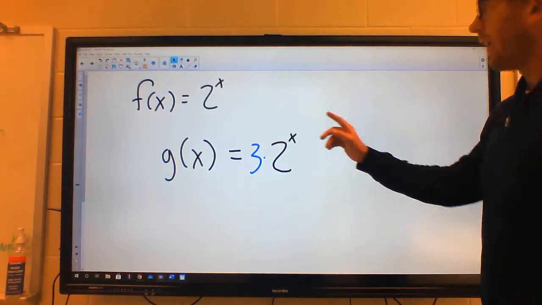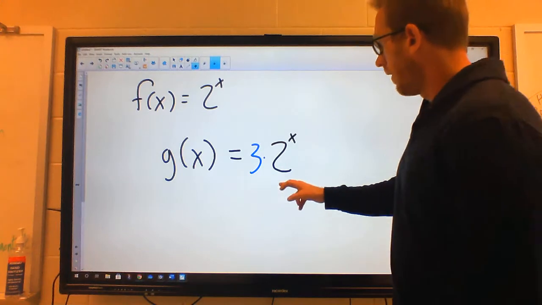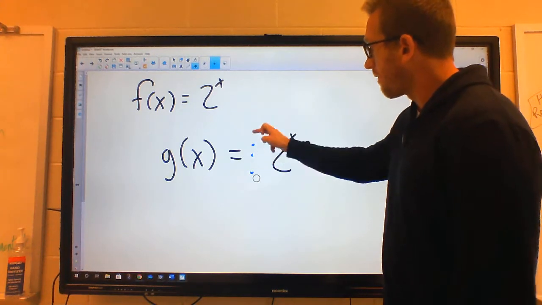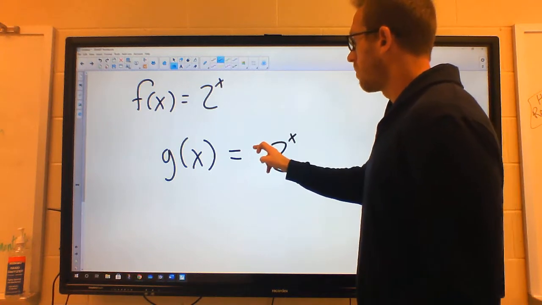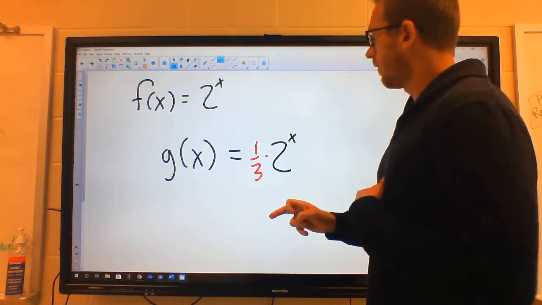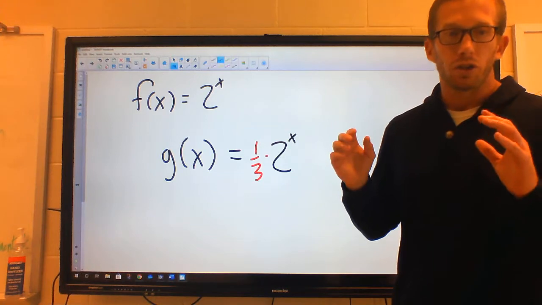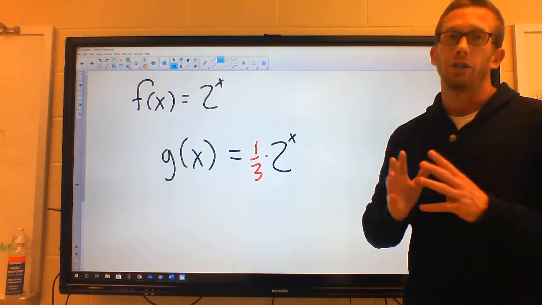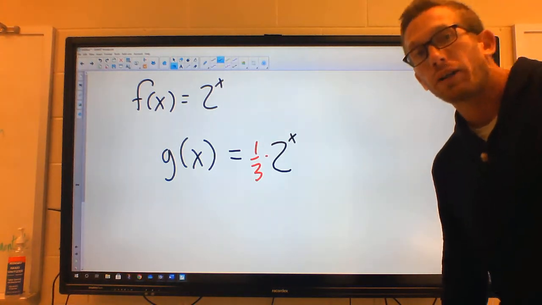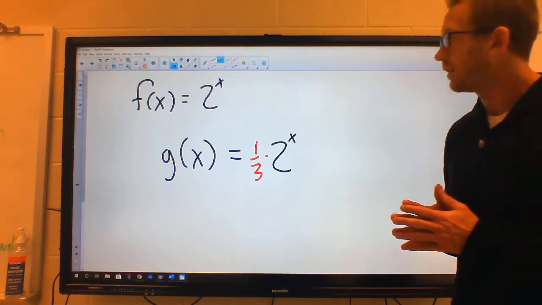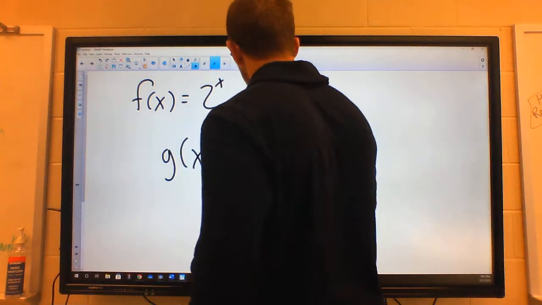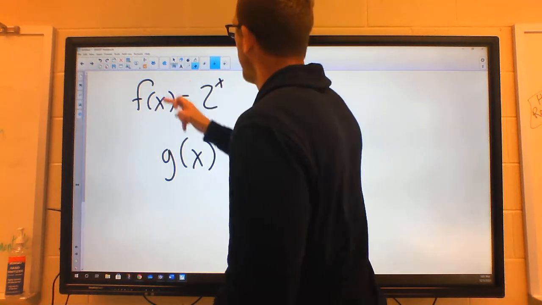If we were multiplying by a factor that was between 0 and 1, like if I multiplied by 1/3, this would no longer be called a stretch. This would be called a compression. So this is a compression of 1/3. So go ahead and write that down. This is now a compression of 1/3.